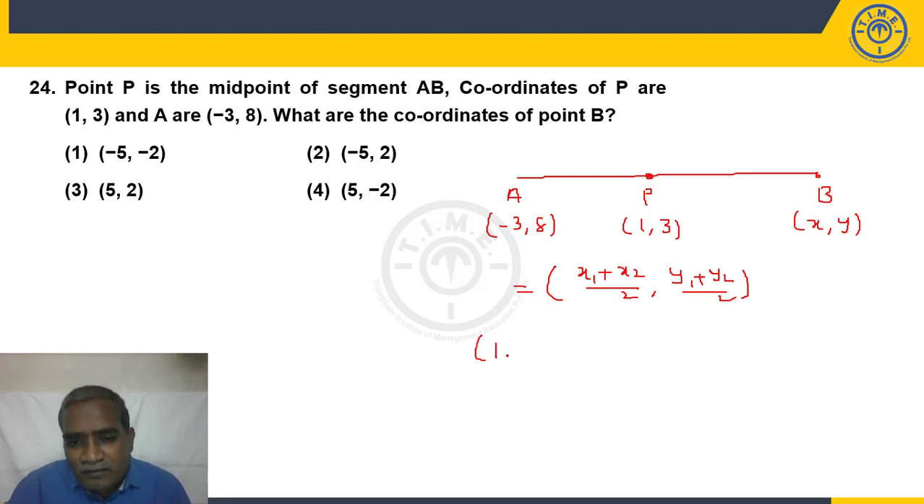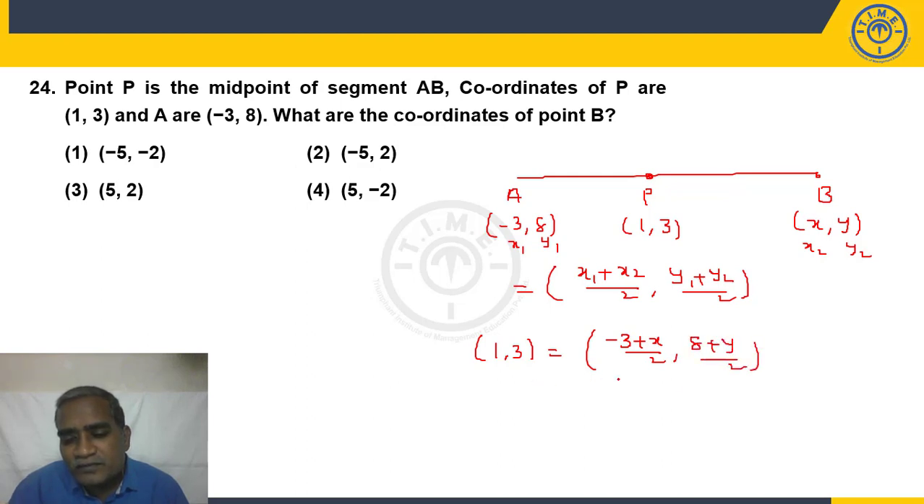So 1, 3 is equal to, this is x1, y1, and x2, y2: minus 3 plus x by 2, comma, 8 plus y by 2. Equate minus 3 plus x by 2 is equal to 1. Minus 3 plus x is equal to 2. Sorry, something wrong. This is 2, no? X is equal to 2 plus 3, 5.